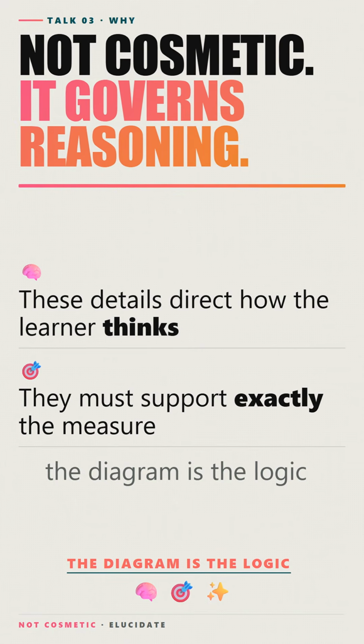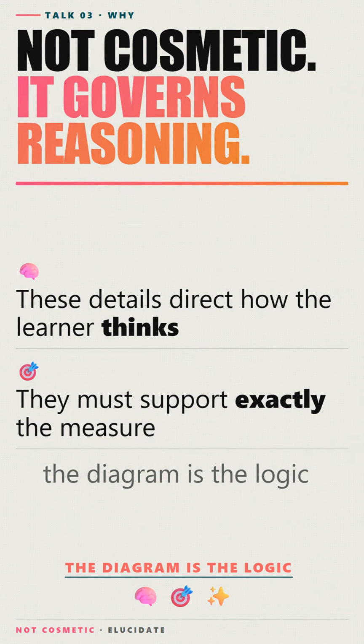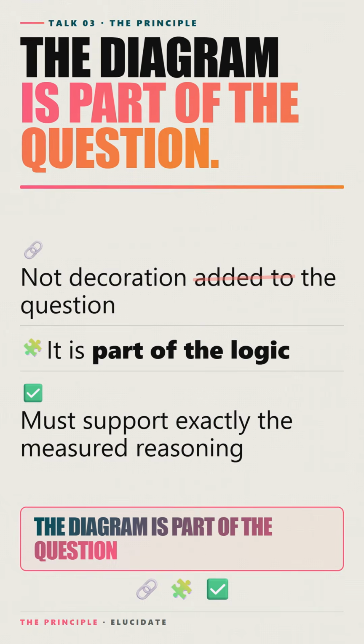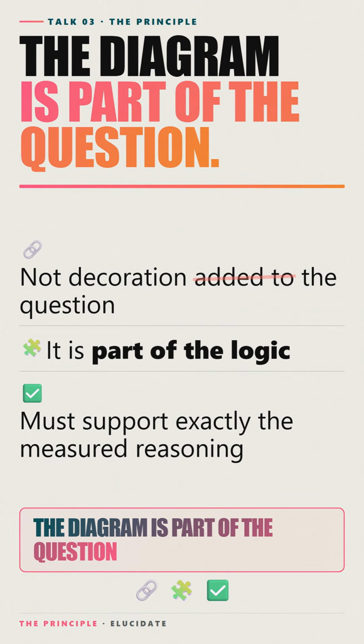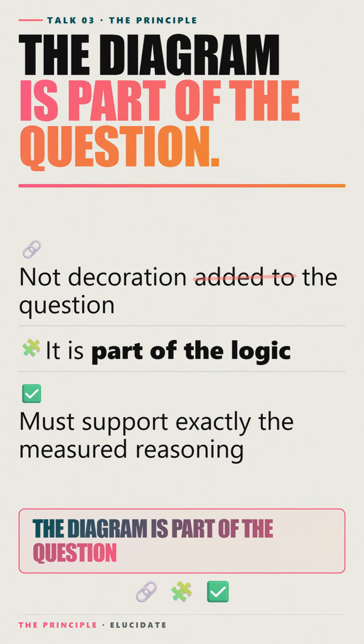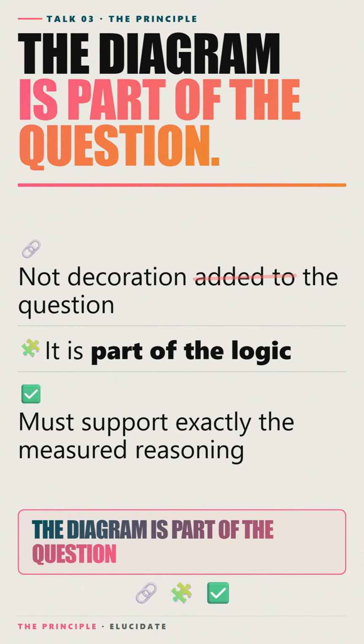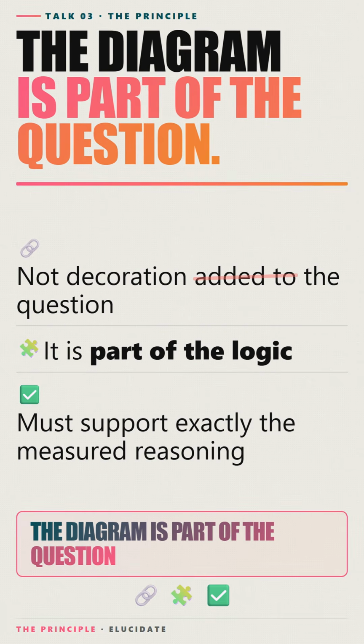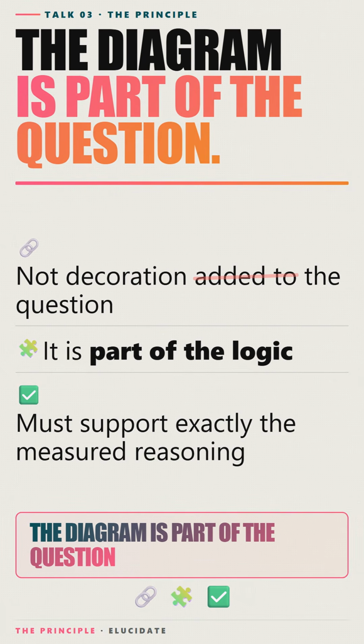The same standard applies to free body diagrams. A body should rest on the surface. The normal force should originate from the body, weight should point vertically downwards, and inclined angles should be shown against a clear reference. These are not cosmetic details, they govern the learner's reasoning.